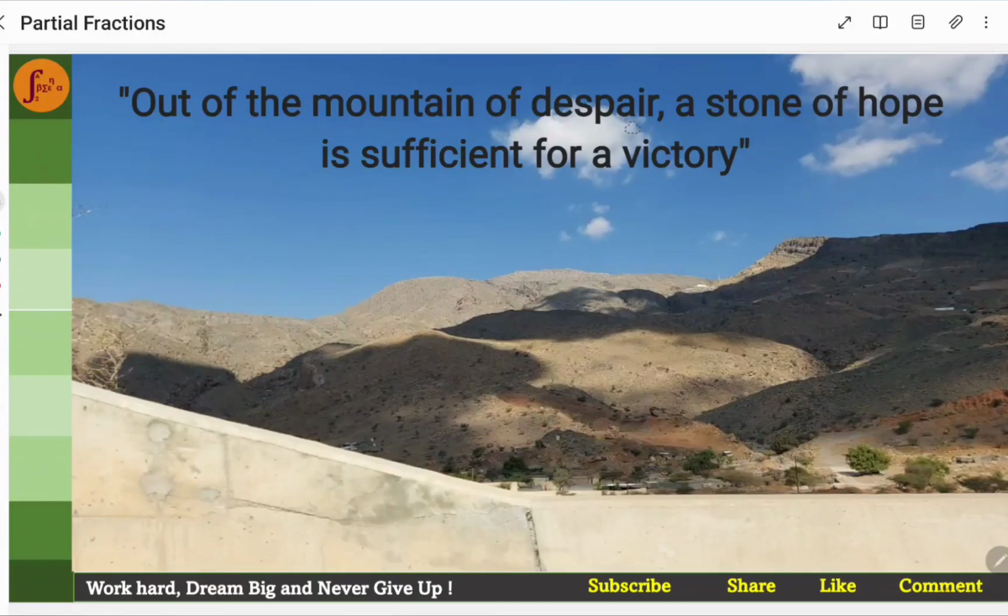Out of the mountain of despair, a stone of hope is sufficient for a victory.